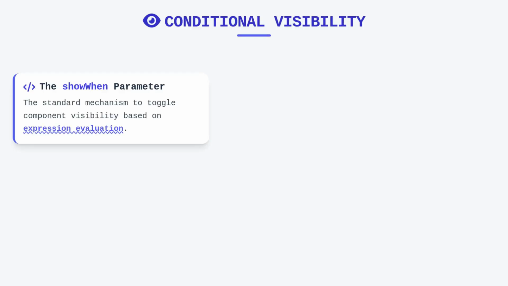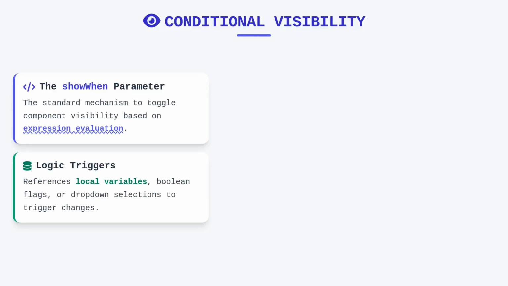Beyond data calculation, we must address the user experience through the lens of conditional visibility. The showWhen parameter is the standard way to toggle the visibility of any component based on the evaluation of an expression. By referencing a local variable, perhaps one that tracks a Boolean flag or a selected drop-down value, you can show or hide entire sections of a form dynamically.